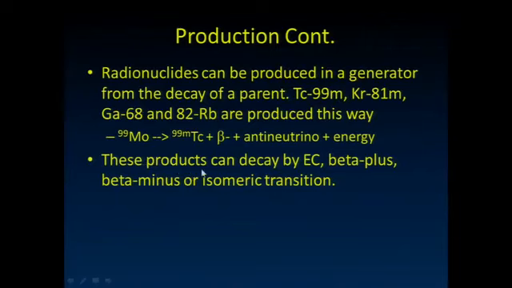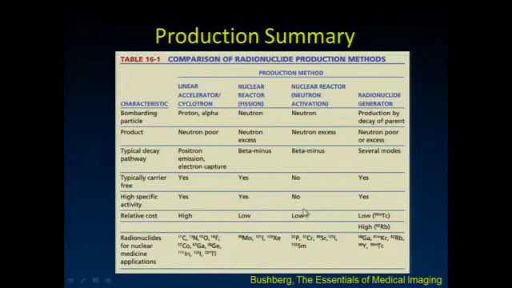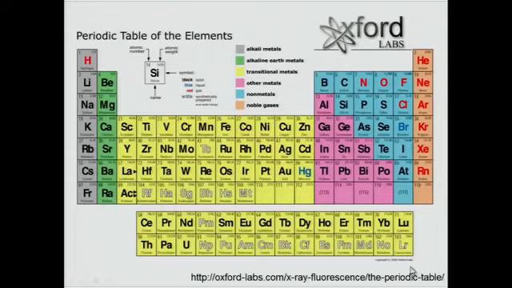And these products can really end up decaying the parent to produce the daughter through a generator type phenomenon by any one of the ways that we just described. And here's a nice summary of what we just talked about in the production of some of these from a table in Bushberg's book on medical imaging.